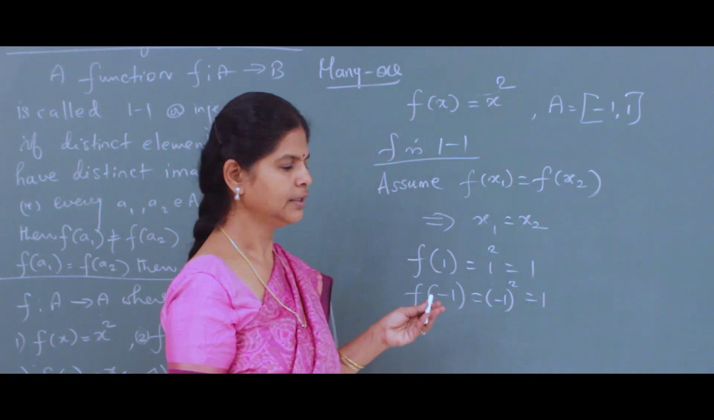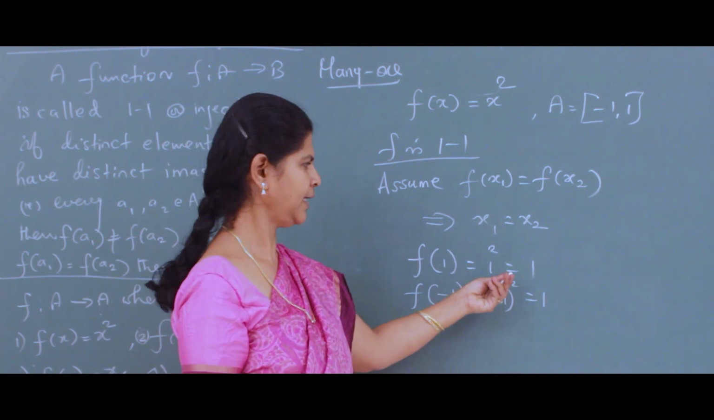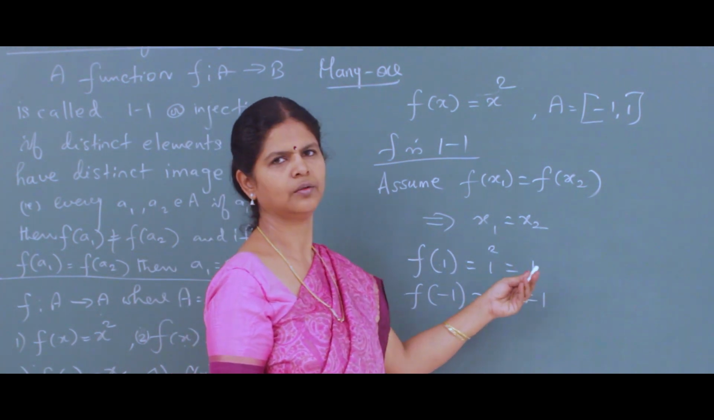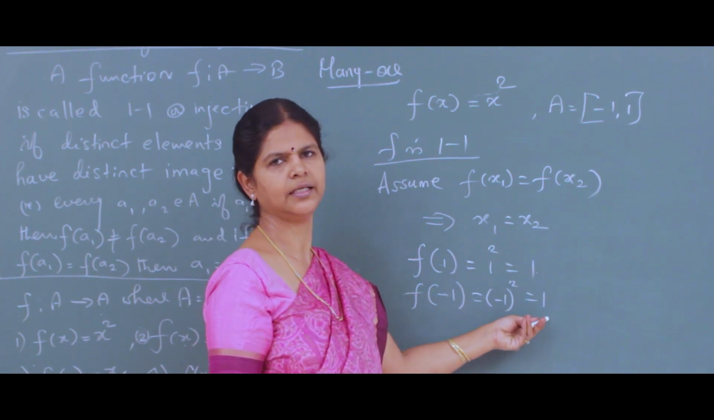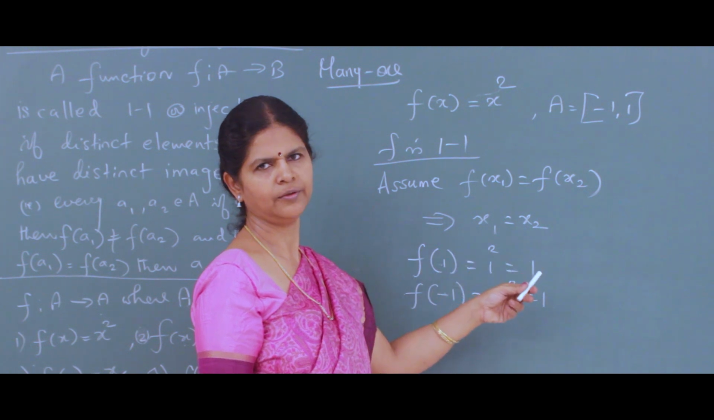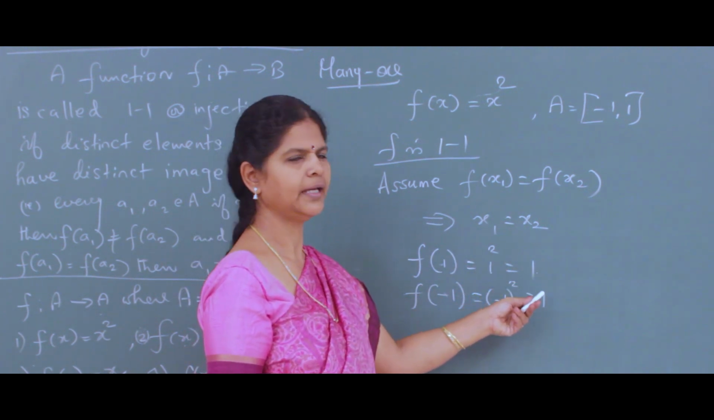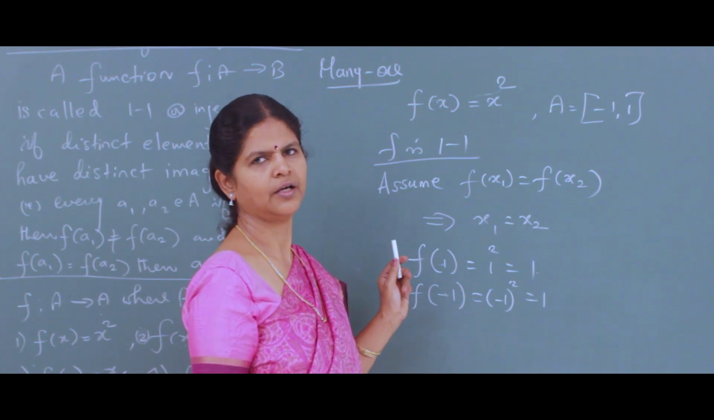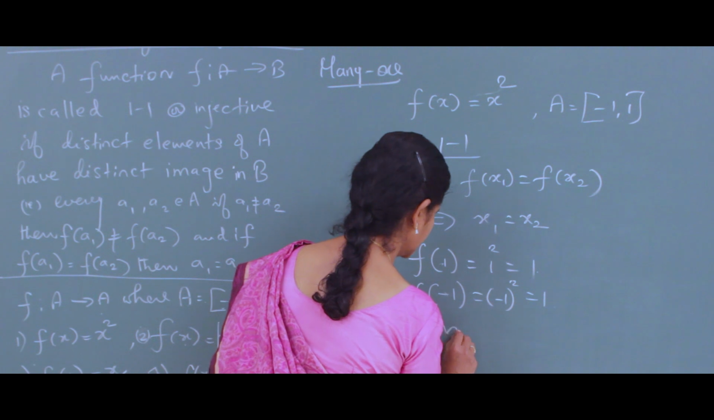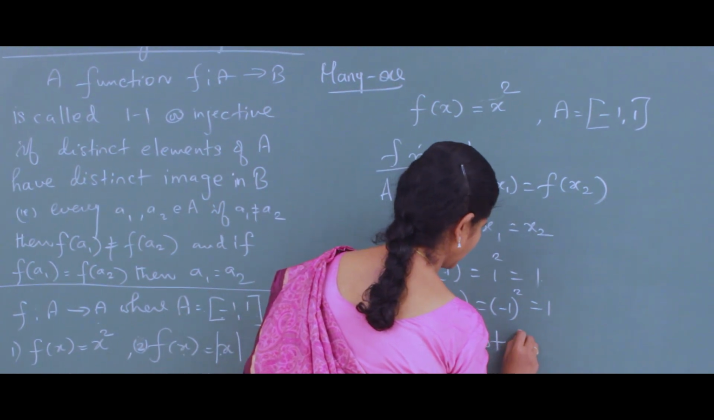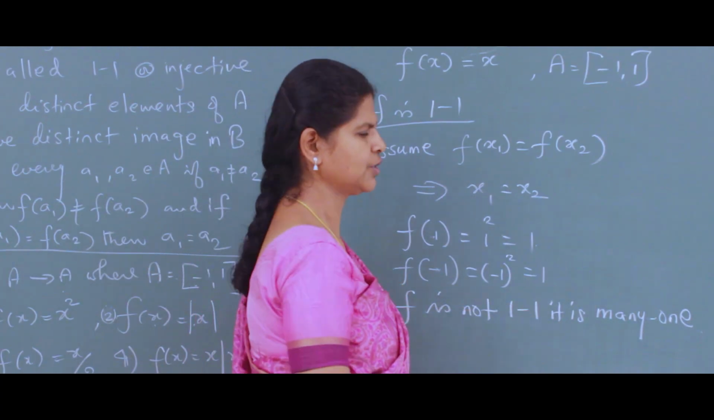So here the two elements 1 and minus 1 have the same image 1, okay, but the distinct elements must have distinct images, then only it is a 1 to 1 function. But இங்க different elements have same image, okay, therefore the function is not 1 to 1. Therefore f is not 1 to 1, it is a many-one function.